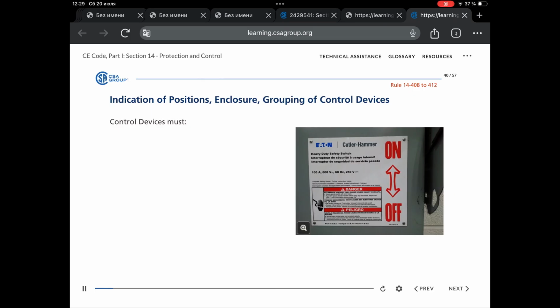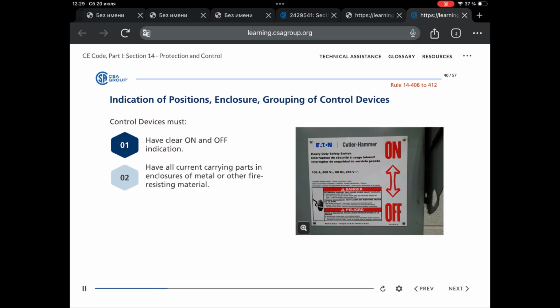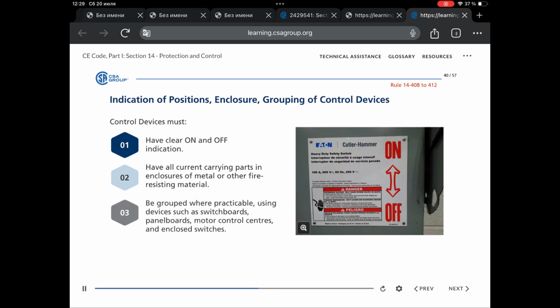All manually operated control devices must have markings that indicate if the operating handle is in the on or off position. The current carrying components of the control device must be contained in an enclosure of metal or other fire-resistant material. This is to prevent accidental contact with live parts. Control devices must be grouped together when practicable. This is often accomplished through the use of a switchboard, panel board, motor control center, or enclosed switch. This allows for quick and easy de-energization for maintenance or during an emergency.